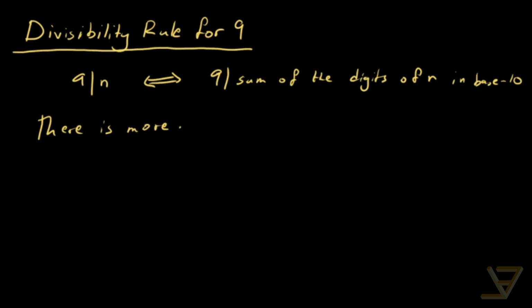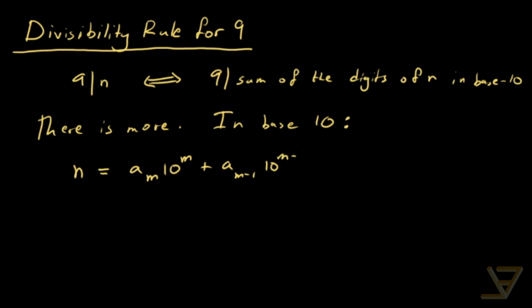This is part of a more general result, and the way we're going to discover it is through the proof of the original fact. So in base 10, what we can write n as is the base 10 expansion, which is n equals a_m 10 to the m plus a_(m-1) 10 to the m minus 1, all the way through to a_1 10 plus a_0.